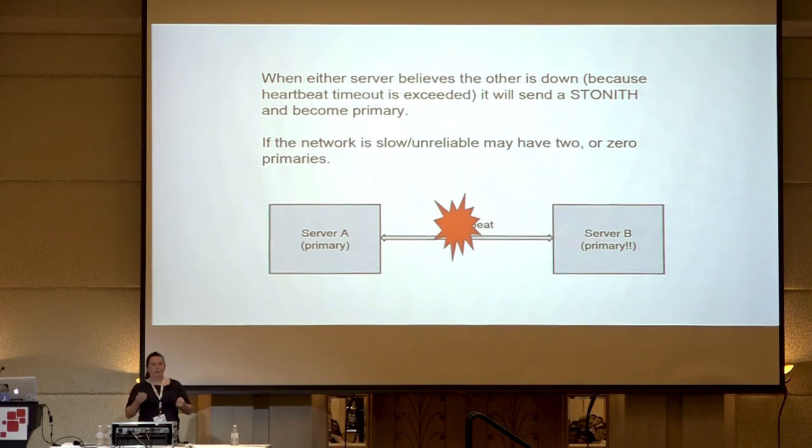But in a case where you have a network that's just gone slow and unreliable, like it's dropping a lot of packets, but some of them are getting through, then you're going to get very inconsistent results with this method. You can end up with both of the servers simultaneously deciding the other one is dead, and they shoot each other in the head. Then you have no serving nodes at all.